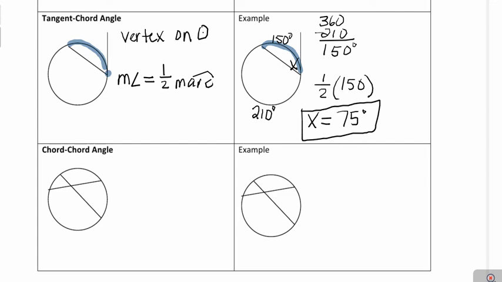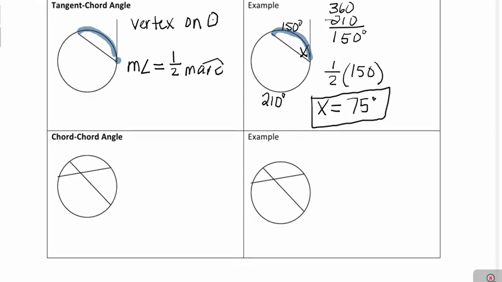The next angle that we'll be discussing is called a chord angle, and it's made up of two chords. Let's just say we're trying to find the measure of that angle X there. Where is the location of that vertex? The location of that vertex is inside the circle, but not on the center point. So the vertex is inside the circle, but not on the center.